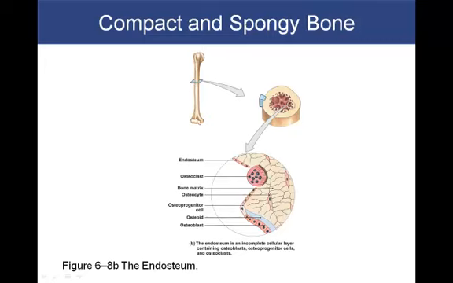Here's figure 6.8b. This is the endosteum. And again, we find that this is a very thin cellular layer. And the endosteum is considered incomplete because it's not complete.